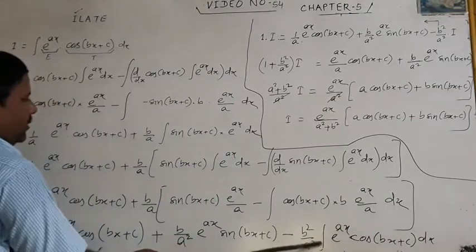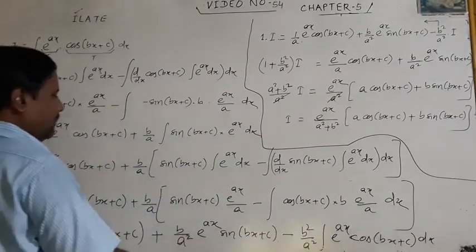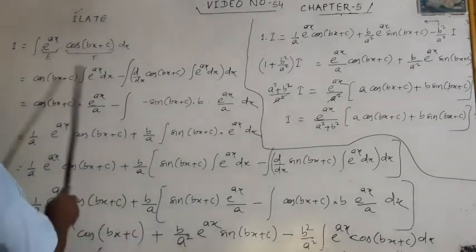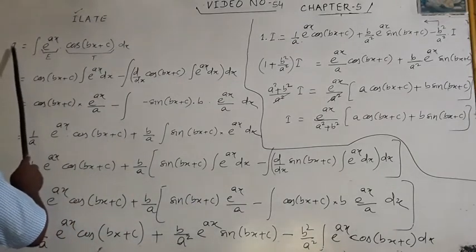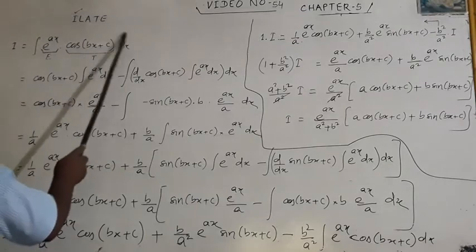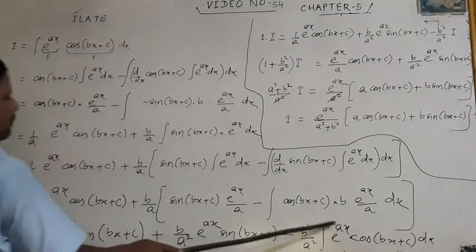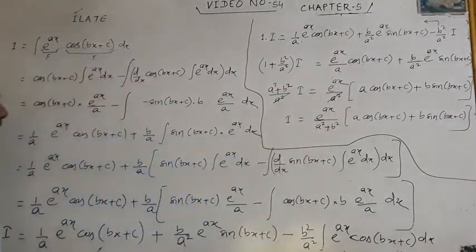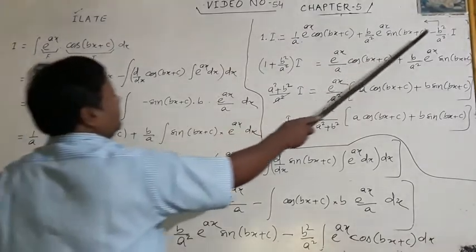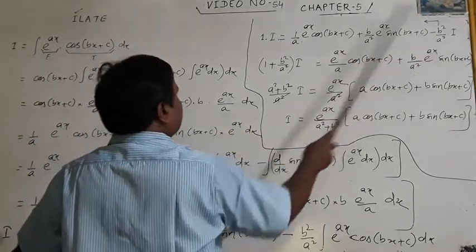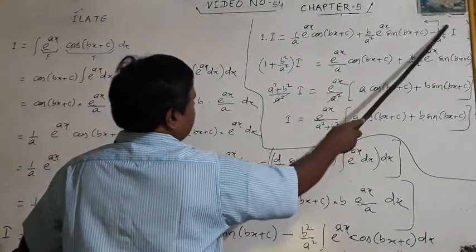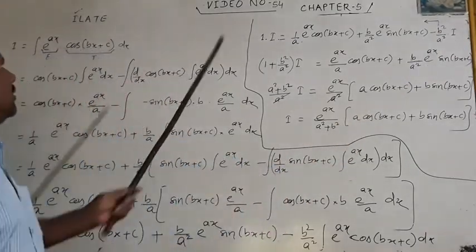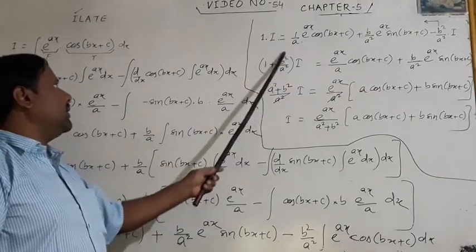Look at what I am doing here. In this step, I am taking this as my I, because this is my question. In place of e to the power x cos(bx + c), I put that I. Now I is 1 times I, and there it is b squared by a squared times I. When they come to one side, on the left side it becomes 1 plus b squared by a squared times I.